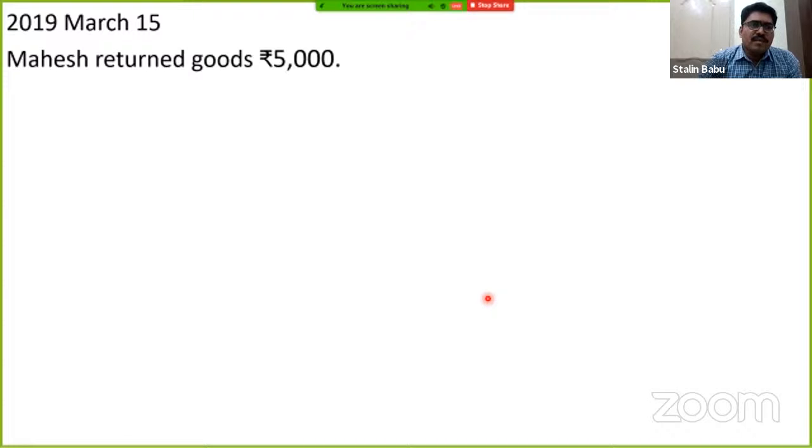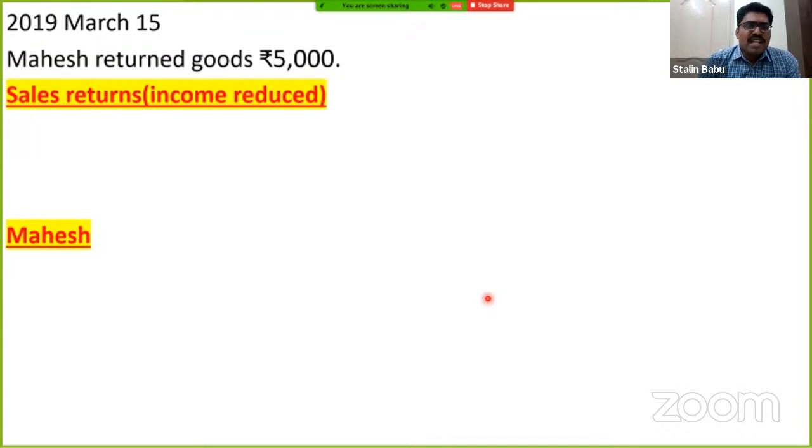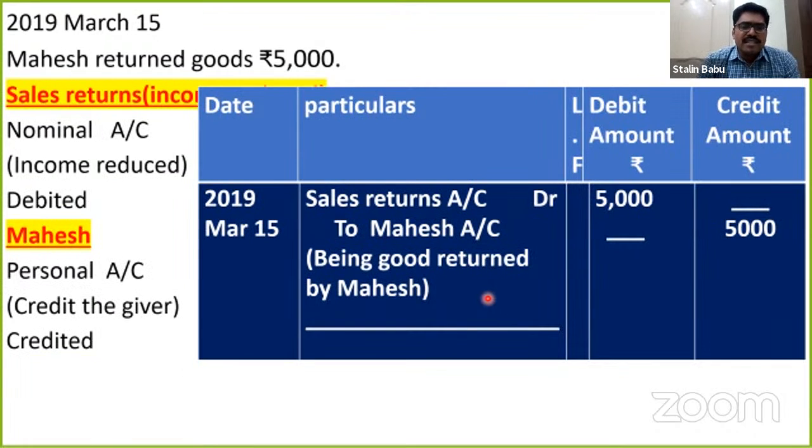On March 15, Mahesh returned goods 5,000. So Mahesh is returning the goods. That means previously we sold the goods to Mahesh. Now he is returning the goods. It is a sales return. Who is the giver of the goods? Mahesh. Sale is an income. Here we are reducing our income, so it should be debited. Sales return account is debited here. Mahesh is the giver of the goods, so his account should be credited. So the entry is sales returns account debit to Mahesh account on March 15. The amount is 5,000 in debit amount column and 5,000 in credit amount column.